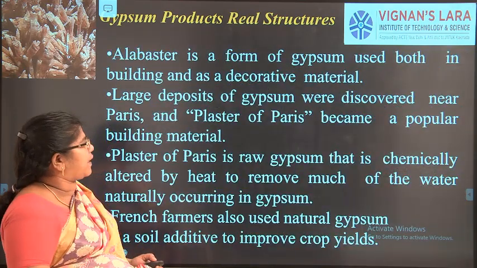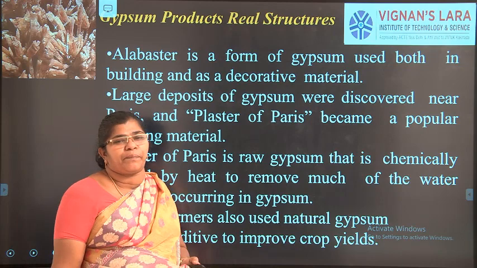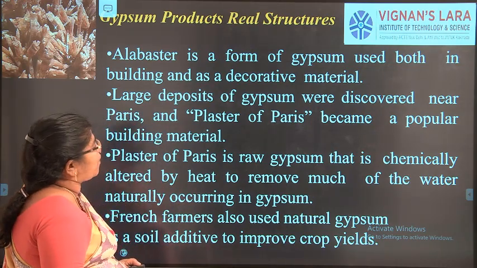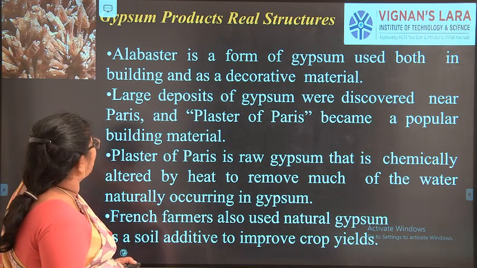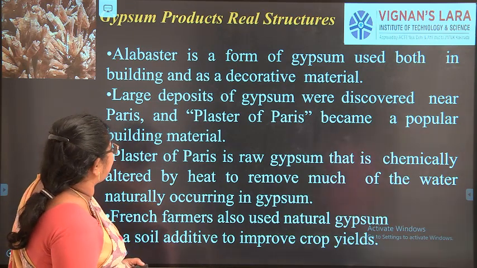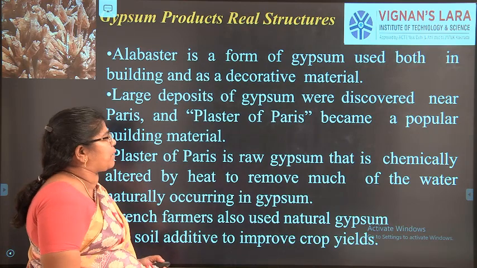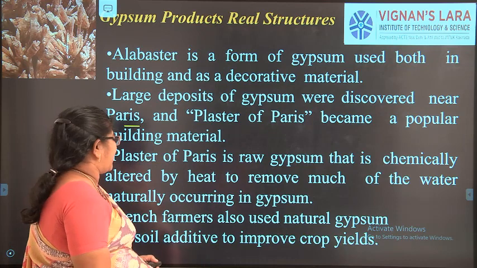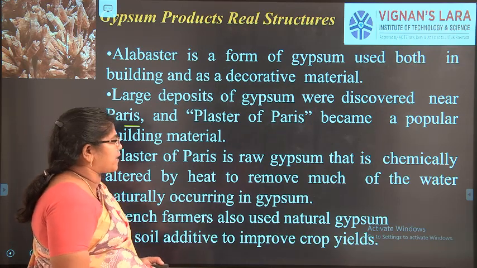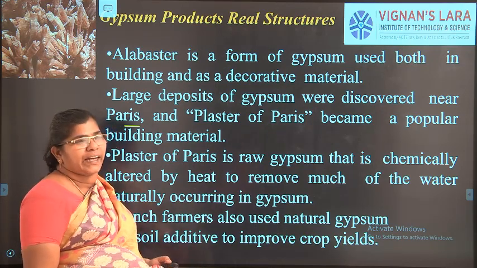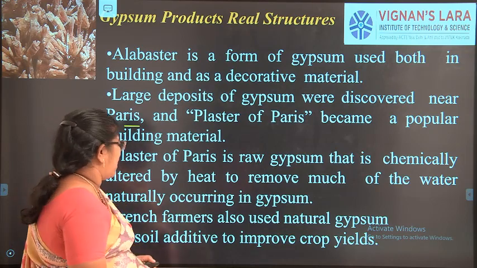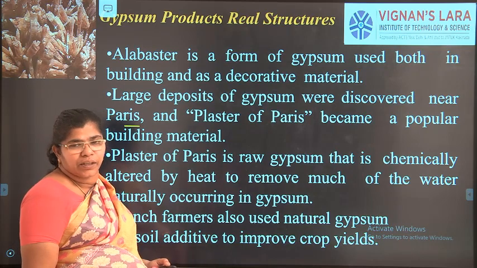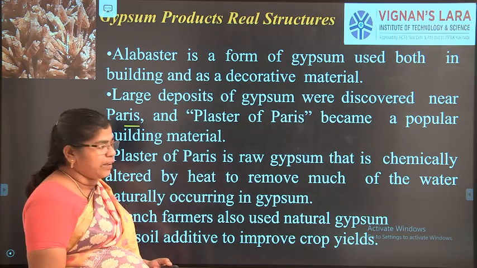So the next one, you can see the plaster of Paris. Alabaster is a form of gypsum used both in building and as a decorative material. Large deposits of gypsum were discovered near Paris, hence it is called the plaster of Paris. Okay, so the plaster of Paris is a new gypsum, and it is chemically very active, easily set, and it is used for sculptures and in the dental field.